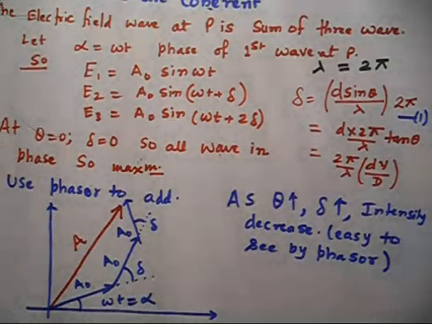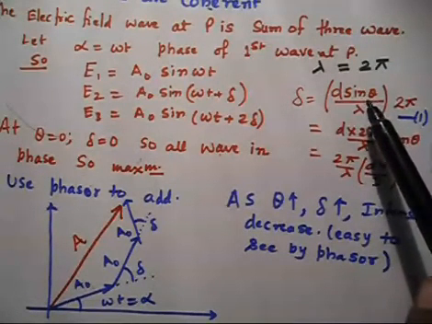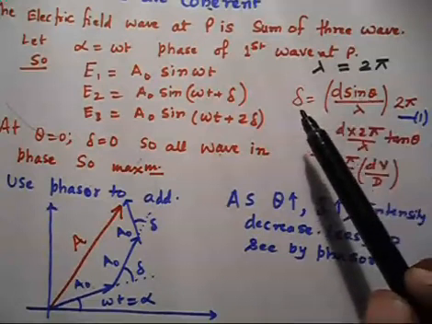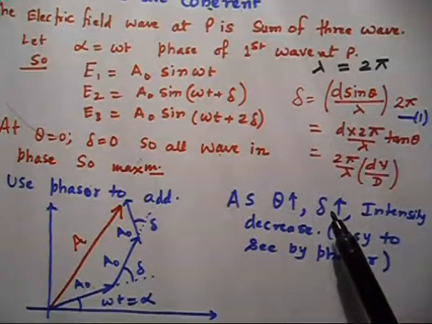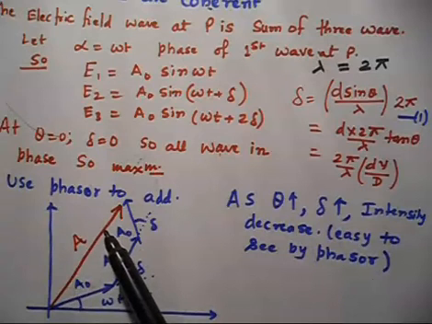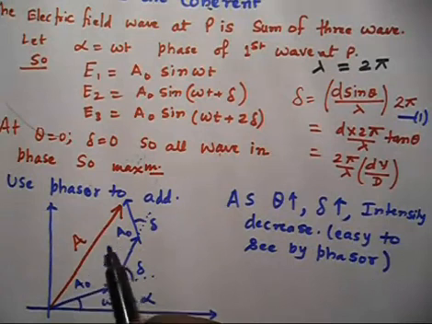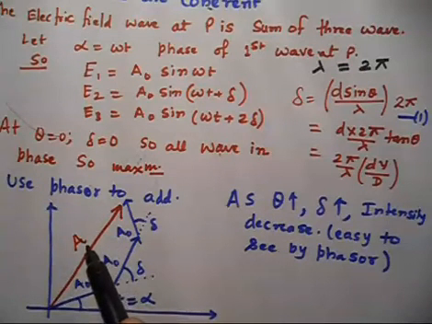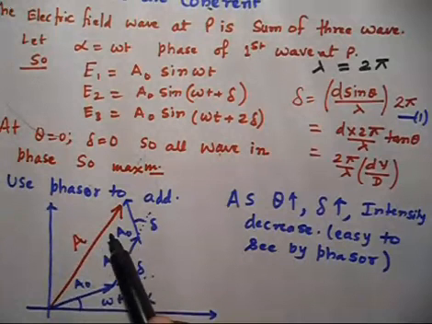You see, if theta increases, sin theta will increase. Similarly, delta will increase. So I can say if theta increases, delta increases. But what about intensity? Now you see, if delta increases, the resultant sum will decrease. Initially it's something like this. If this increases, this will become smaller and smaller. At one point of time this will even become 0.